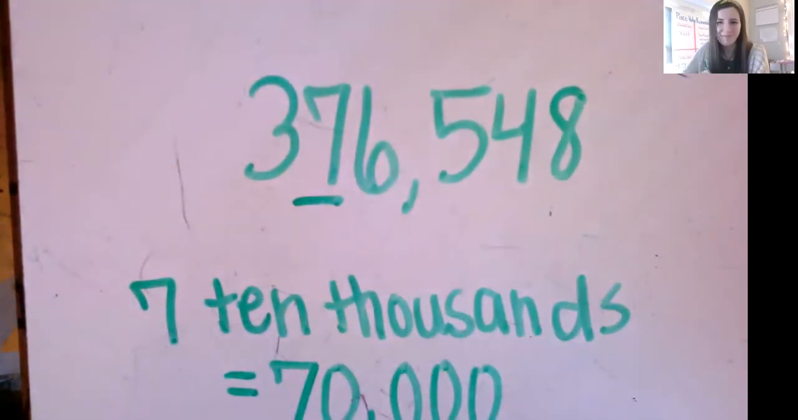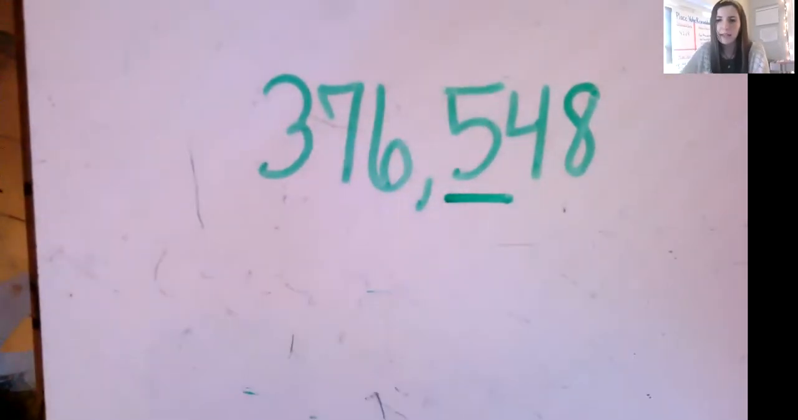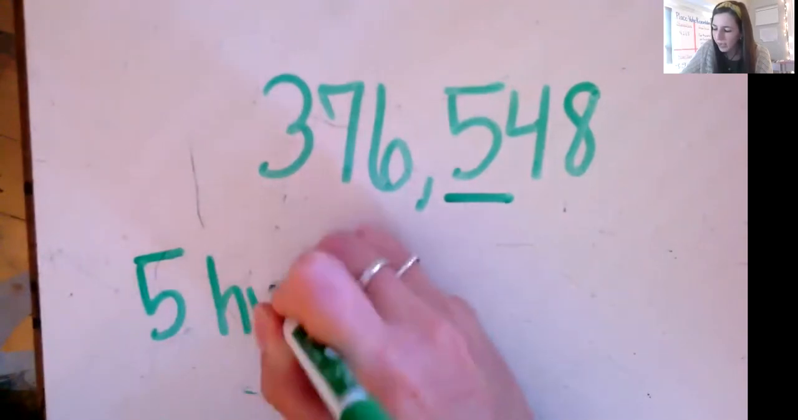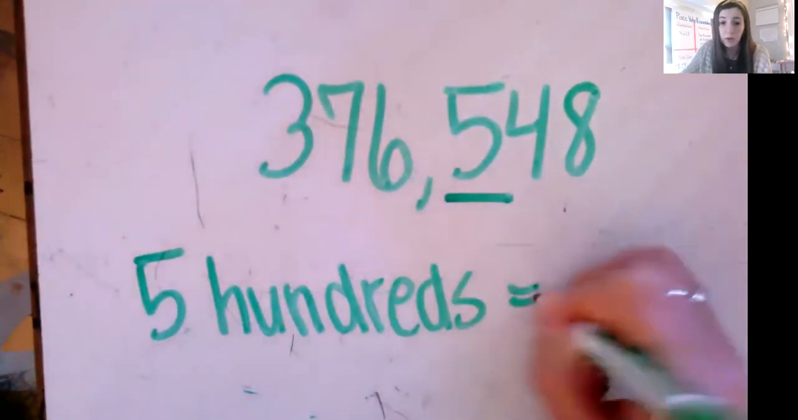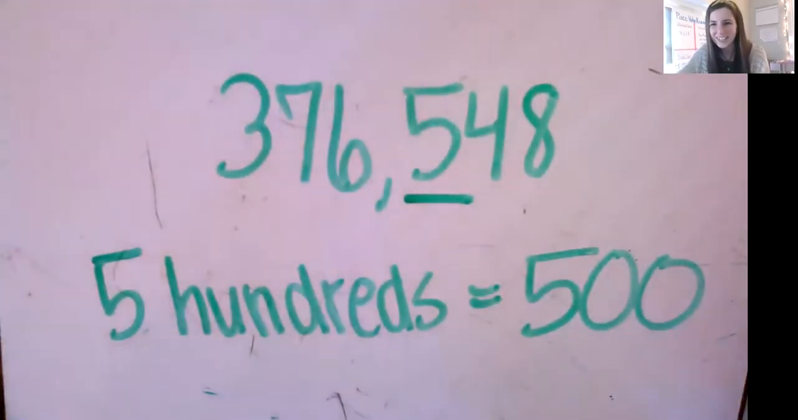All right, let's do one more. Let's look at our 5. Okay, take a moment to try this one on your own. Think back to the place value position. What is the value of our digit 5 in the 6-digit number 376,548? Have you given it some thought? Okay, we see here that our 5 is in the hundreds place, and 5 hundreds is equal to 500. The value of this digit is 500.